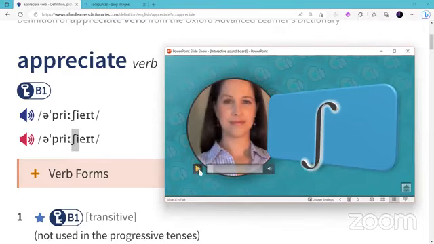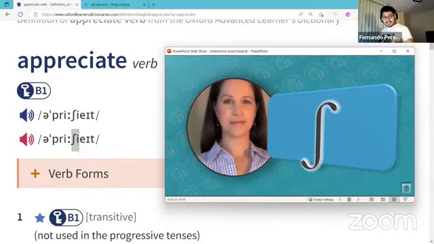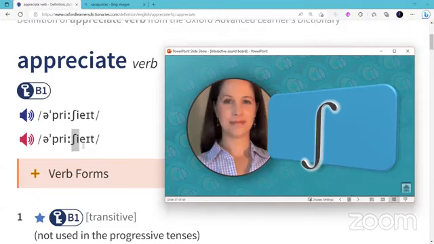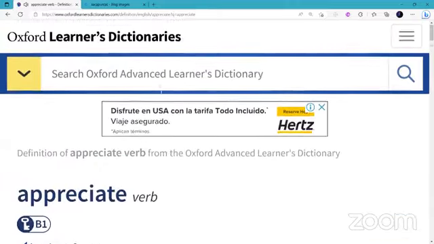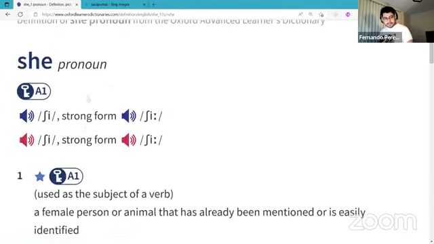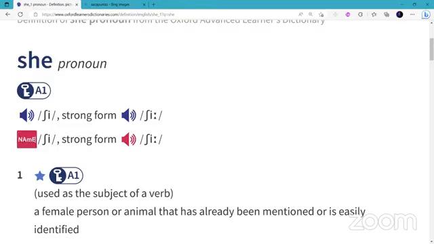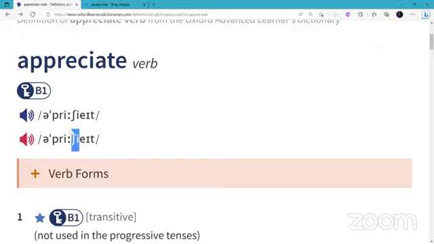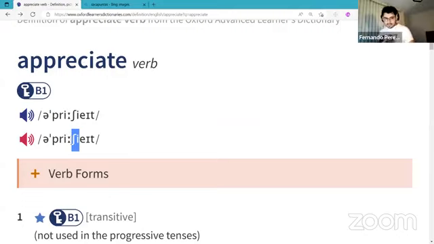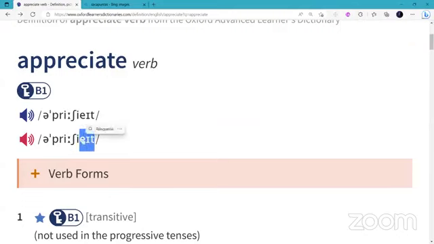Sh. Yes, this is "she." Appreciate. Excellent. Appreciate. You see, if you find the word "she," it's the same symbol, you see? So, appreciate. Pronunciation. Appreciate, separate. Appreciate. Excellent. Let's go. So one more time.